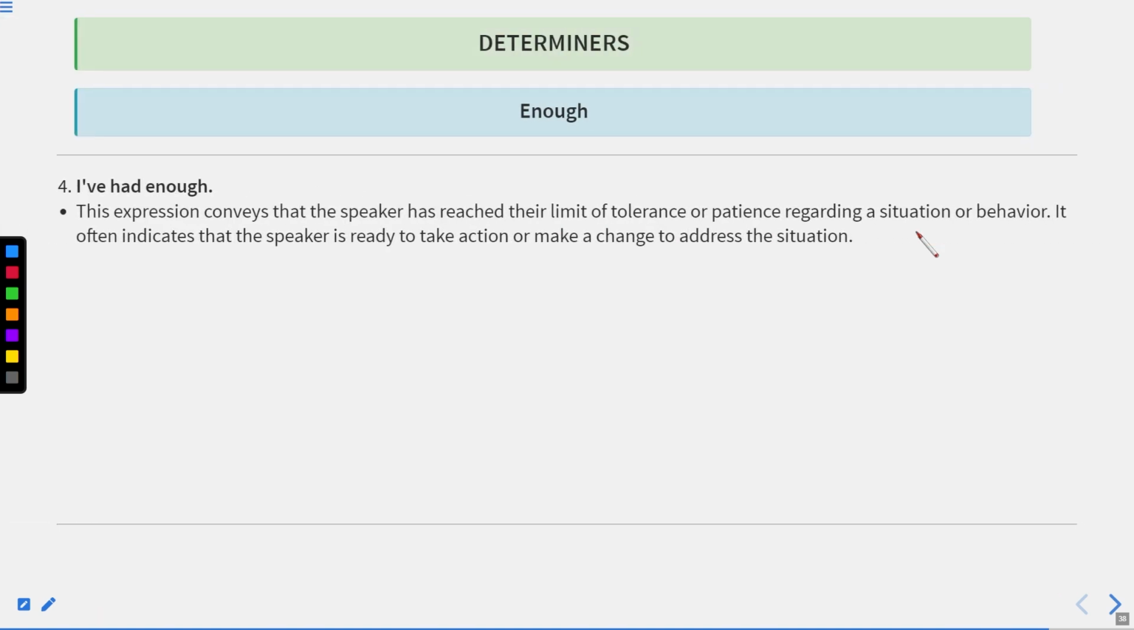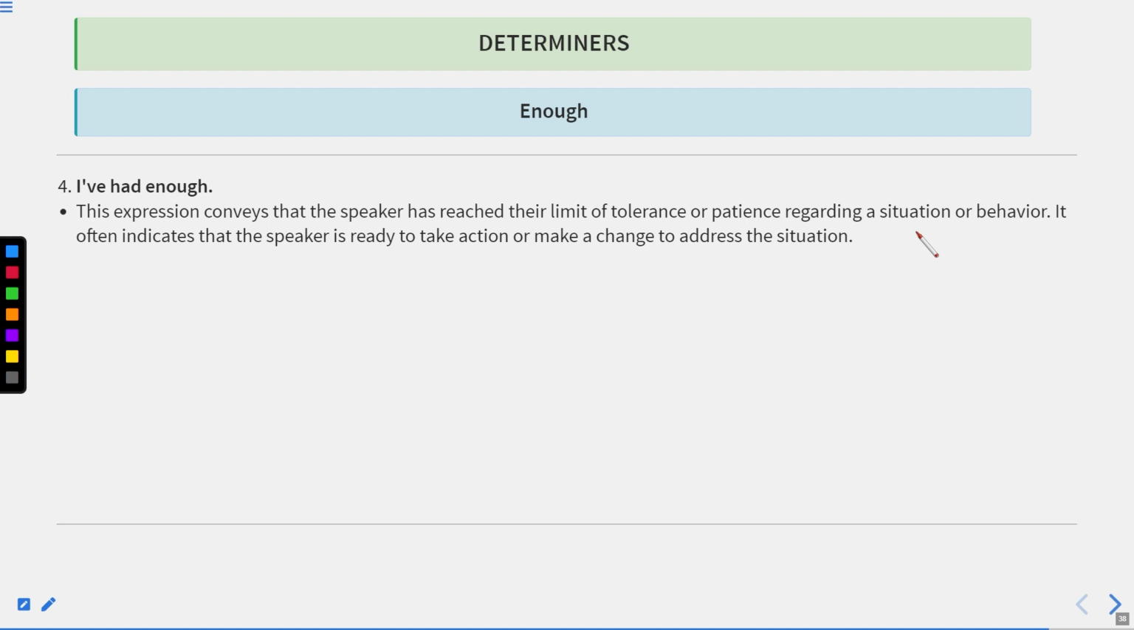Now, "enough, I have had enough." This expression conveys that the speaker has reached their limit of tolerance or patience regarding a situation or behavior. It means some action is going on which the speaker does not like, but he has been ignoring it continuously for some time, but now he has reached the extreme or the saturation point. That is why he's saying, "I have had enough."